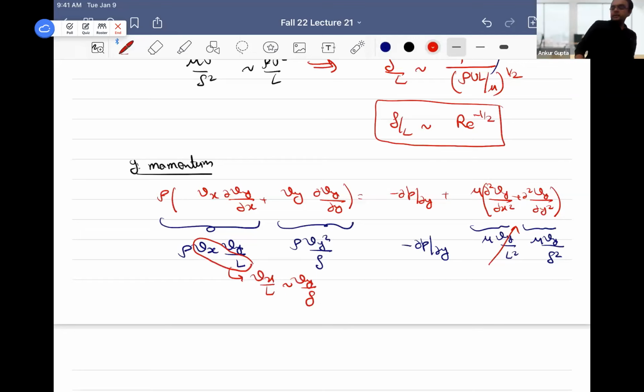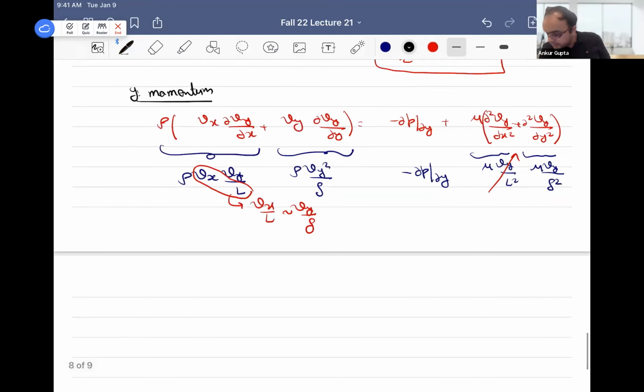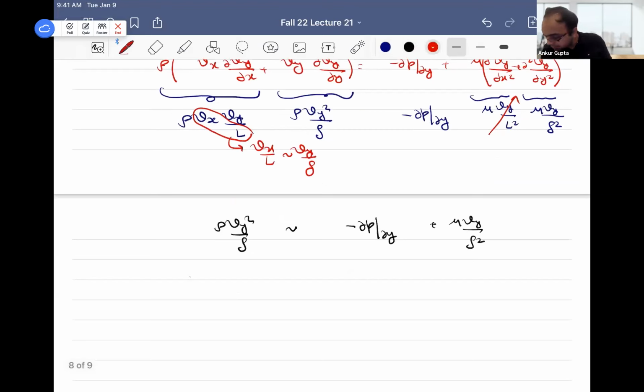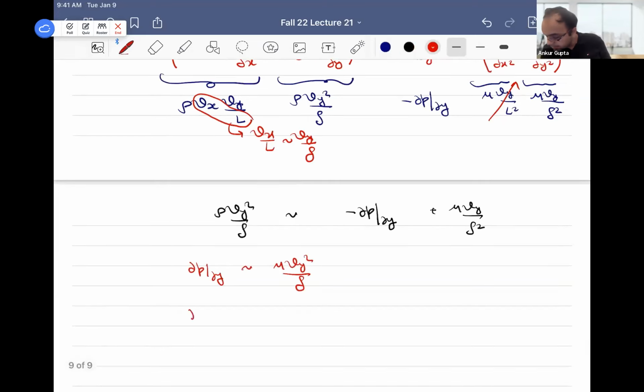So the left hand side really becomes here rho Vy square by delta, and this is minus del P by del Y. And then this is plus mu Vy by delta square. So again, we are saying three terms are comparable. We'll say del P by del Y is rho Vy square by delta, sorry, my mistake, rho V square by delta.